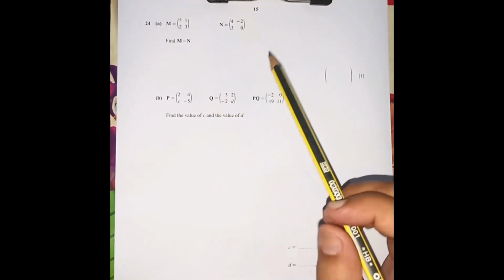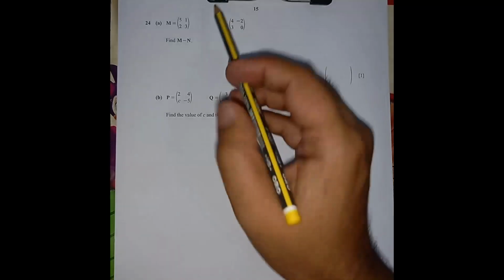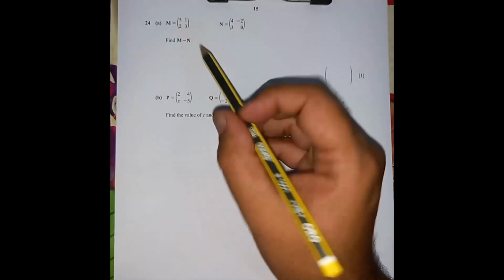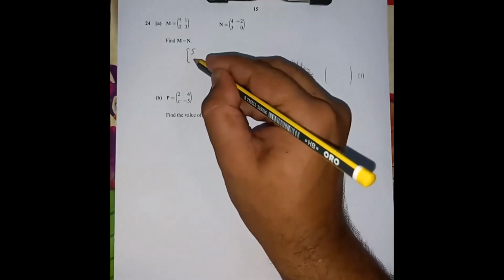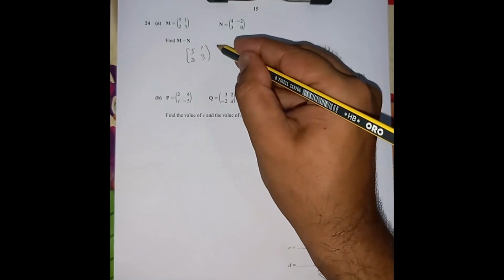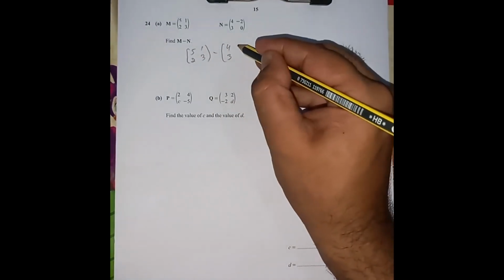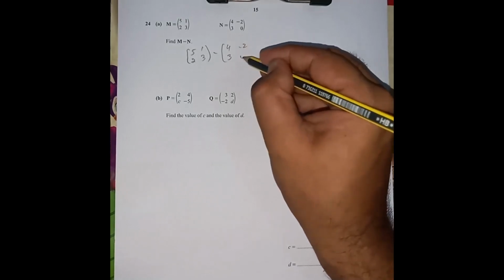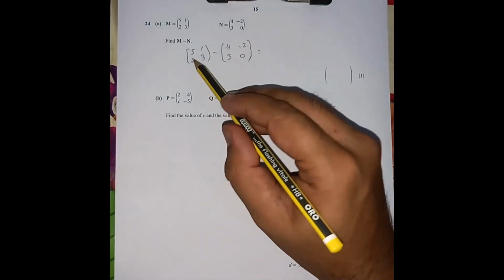This is the matrix question. Here is M and N, so you have to do M minus N. So what you need to do, you have to write here 5 2 1 3 minus 4 3 -2 and 0. So you have to find the answer.